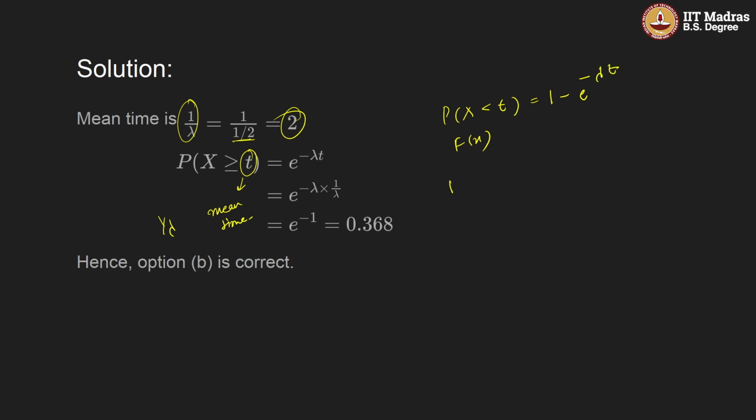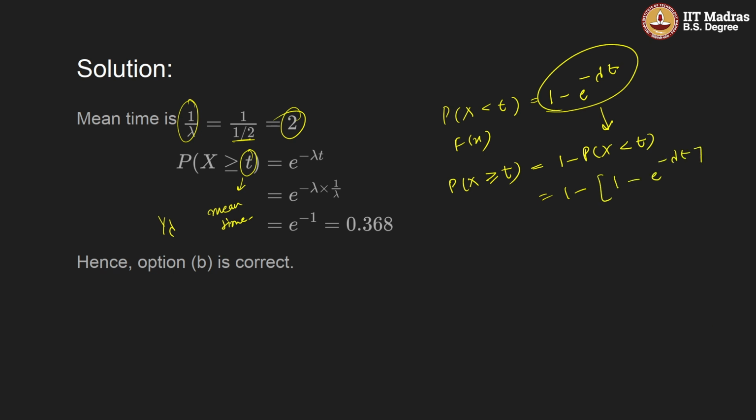Now I have to find out the probability x greater than or equal to t. So I can write it as 1 minus the probability of x less than t. Now putting this value here, we will get 1 minus (1 minus e raised to the power minus lambda t). Right. So opening the brackets, we get e raised to the power minus lambda t.